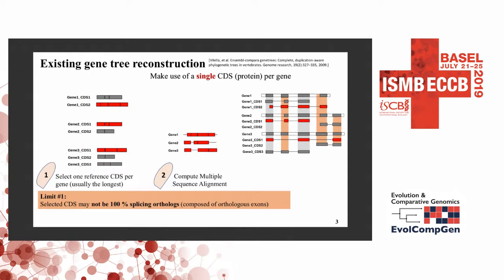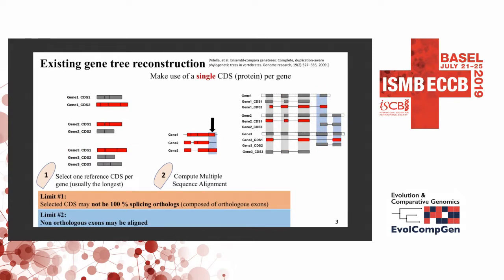First, the selected CDS, or the chosen one, may be non-splicing orthologs, which means that they may contain some non-orthologous exons, which is the case here in the red. The red CDS, with the orange column, is composed of non-orthologous exons.